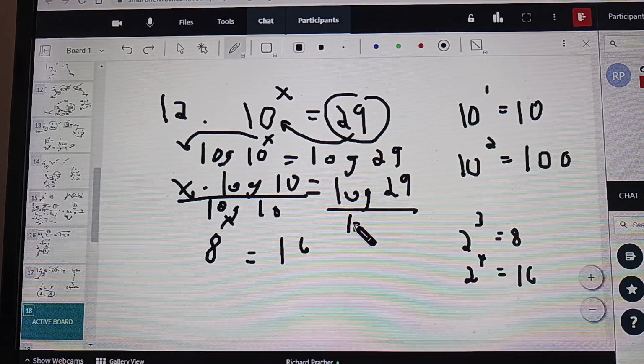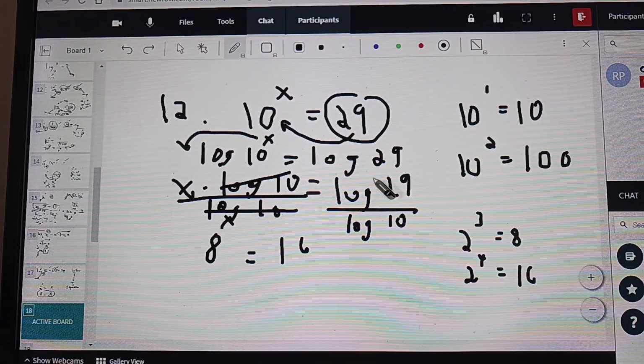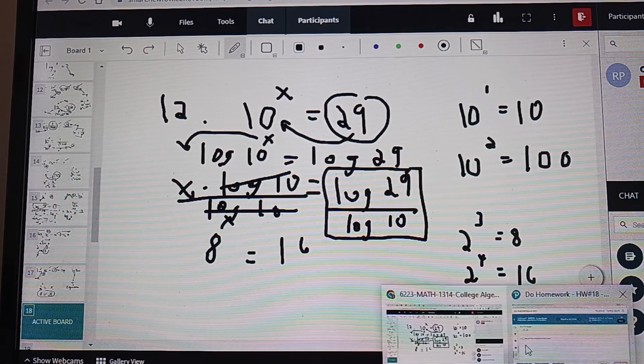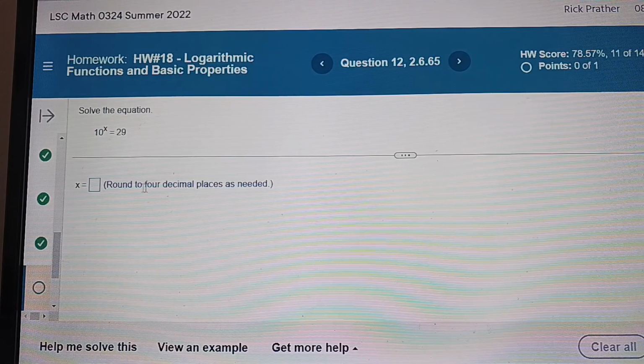And now it depends if they want a decimal answer or not. Don't put a decimal unless they ask for it. X, this could be the exact answer potentially. Especially in higher level math, they prefer the exact answer. They don't like decimal answers except when it's absolutely necessary. So we got to check. It does say round to 4 decimal places. So then you can do a calculator version of the answer.